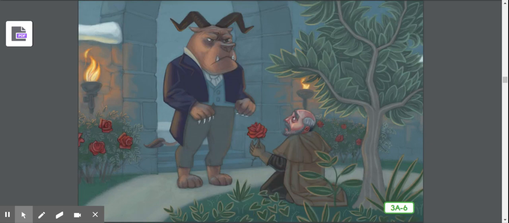"What?" said the beast. "Is it not enough that I have given you dinner and a place to wait out the storm? You must also steal my roses?" The beast thought the merchant was ungrateful to pick the rose after he gave the merchant a nice meal and a warm place to stay.